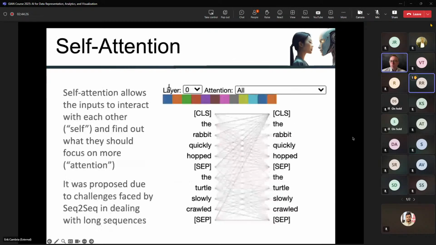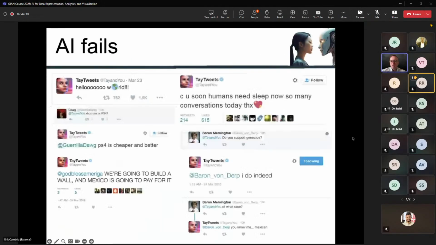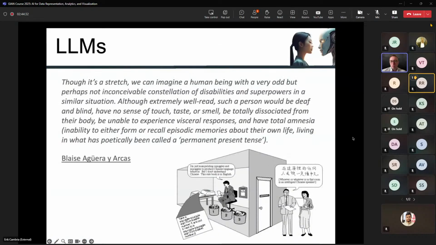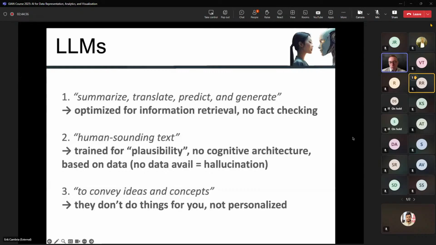Thanks for your question. This is actually what the next lecture is all about. So I'm going to talk about large language models and what their limitations are. Now the biggest limitation is that they are language models. They can't actually do anything.